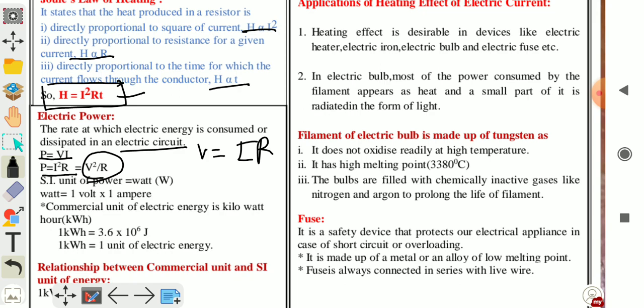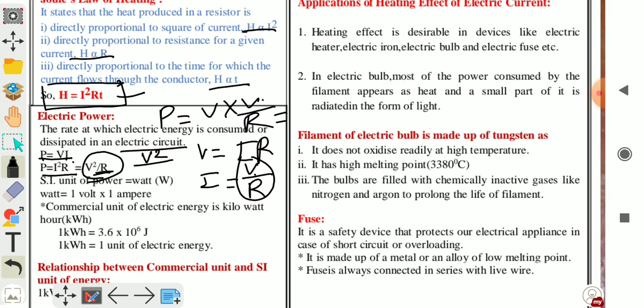From where does it come? We know I equal to V upon R. If we place the value of V upon R in the equation P equal to VI, we will get P equal to V into V upon R, and this will be equal to V square upon R.